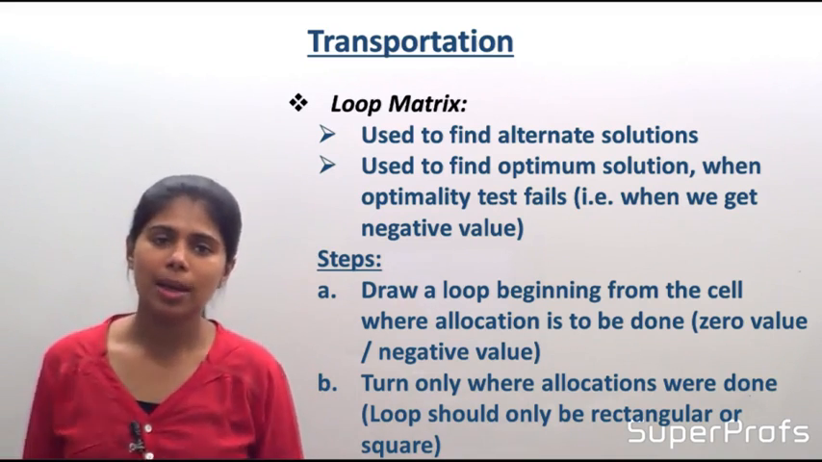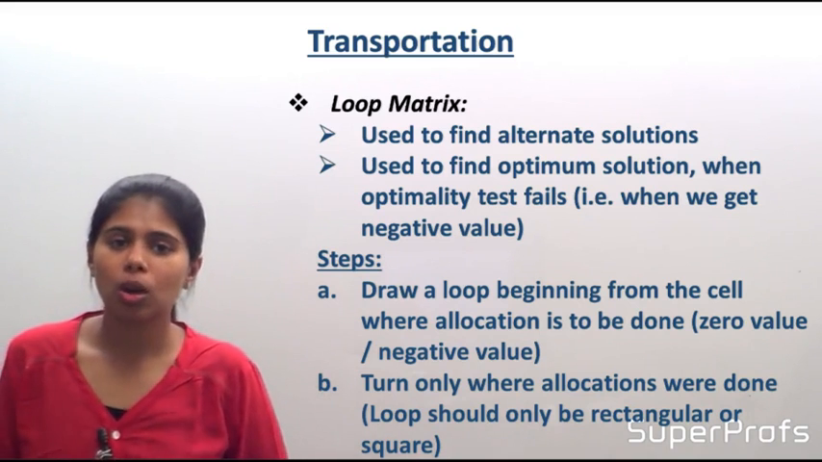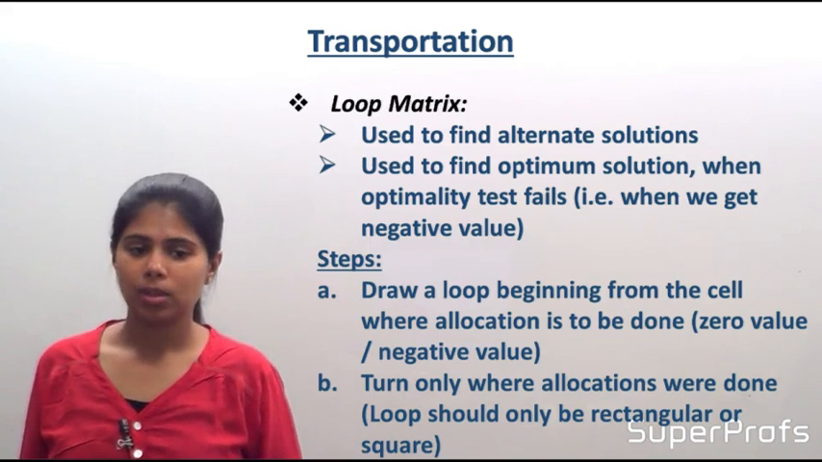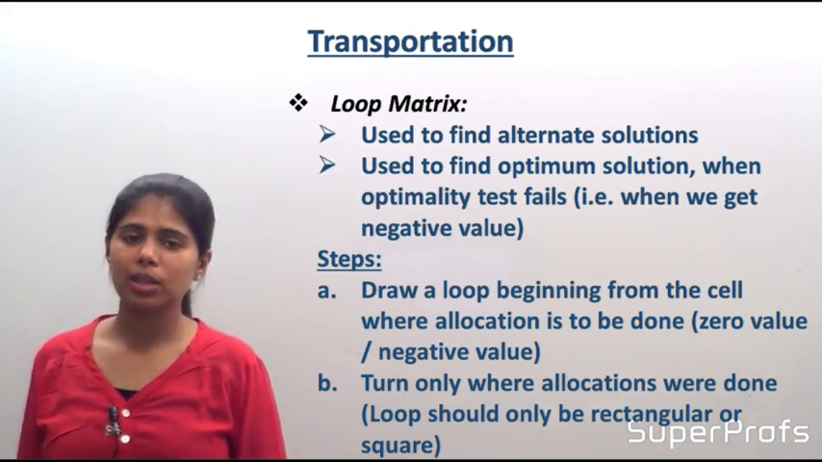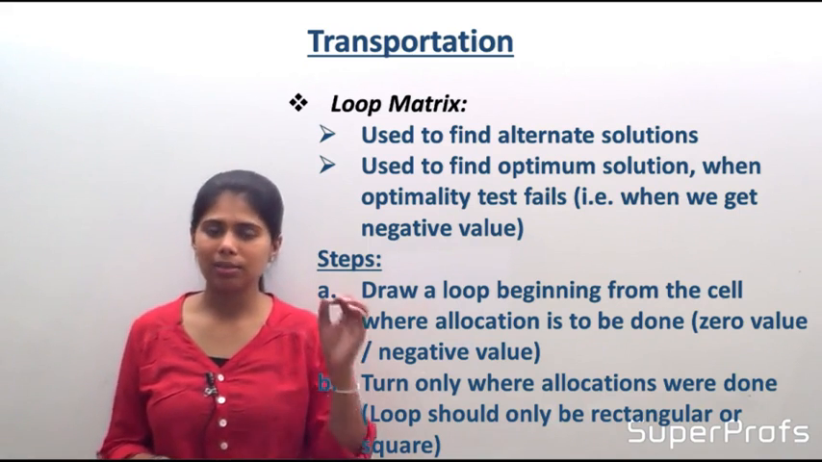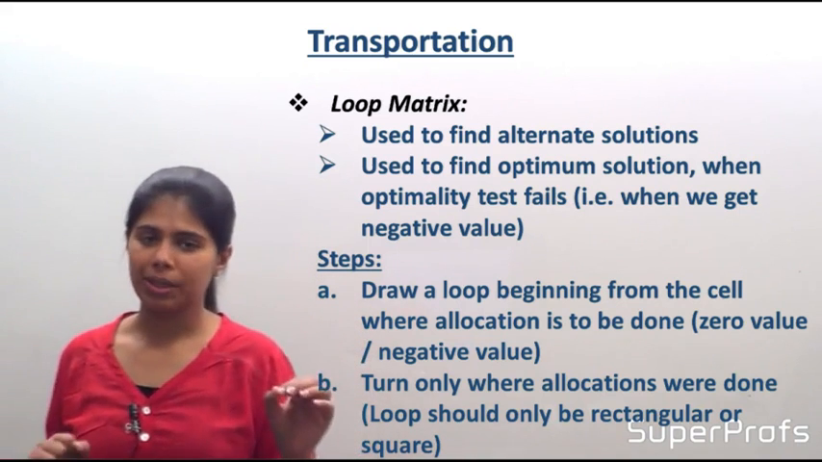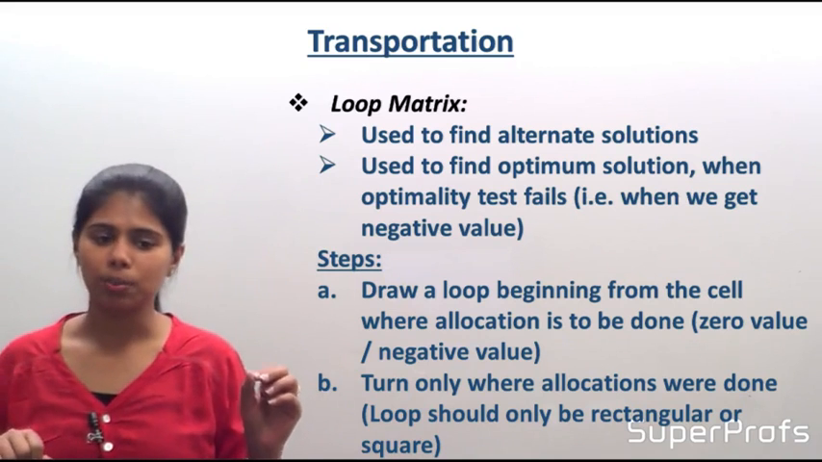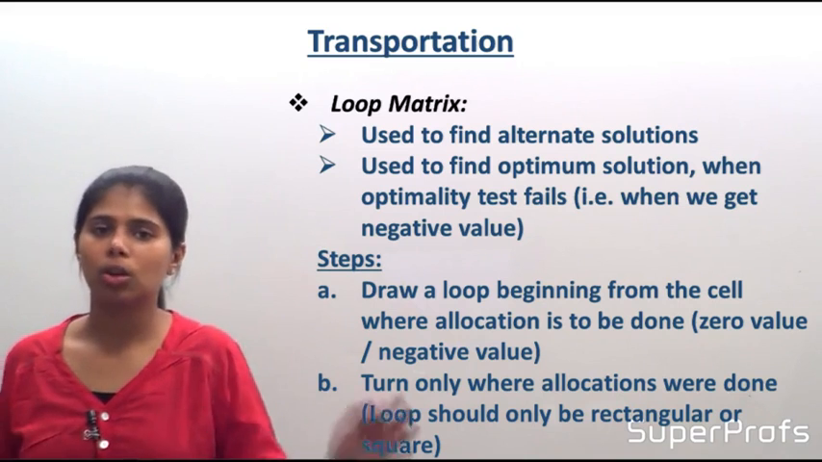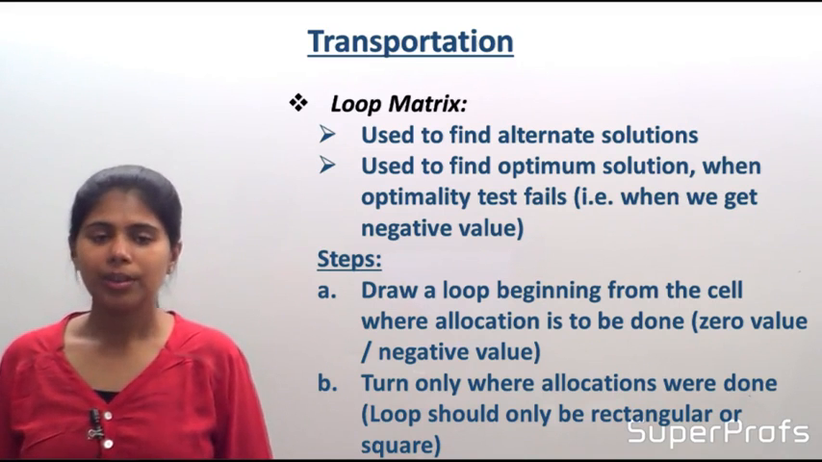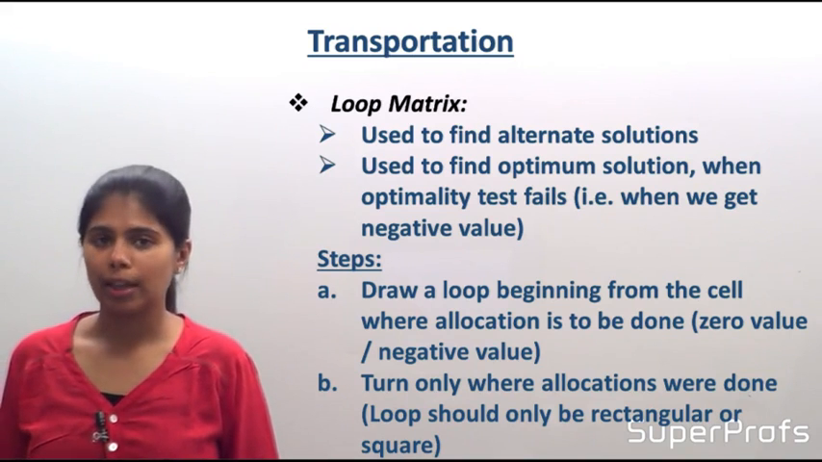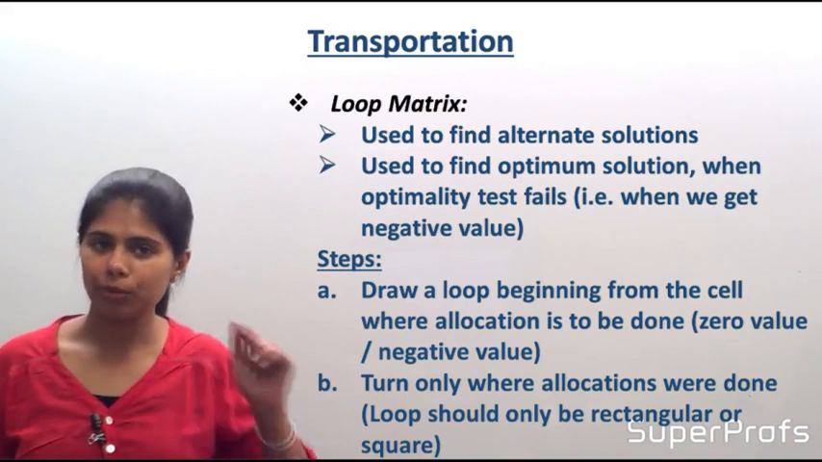What are the steps of the loop matrix? We have to draw a loop beginning from the cell where allocation is to be done, the 0 value or negative value. If it is a failed optimality test, then we will use the negative value where the allocation is to be done, and from there we will draw a loop. If it is an alternate solution that we are trying to find, then from the 0 we will draw a loop. We will turn only where the allocations are done, and the loop should only be a rectangle or a square. So there should only be 4 arms to the loop.